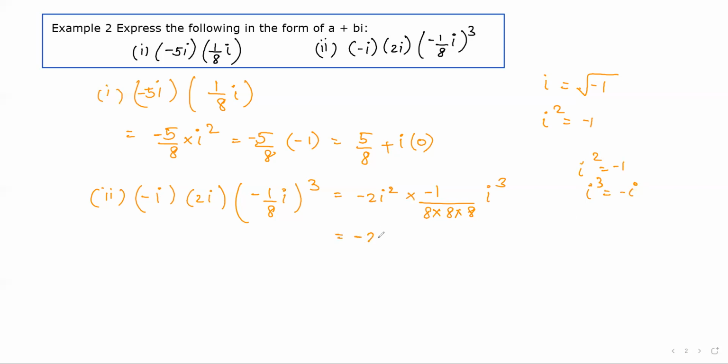This is equal to minus 2 into minus 1 into minus 1 upon 8. 2 can be cancelled with this 4. 64 into 4 is 256, into i cube, which is minus i. Minus 4 times it will be positive, so you will have i upon 256. This can be written as 0 plus i into 1 upon 256.